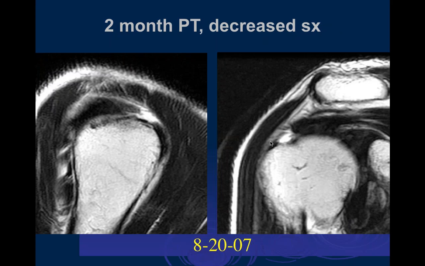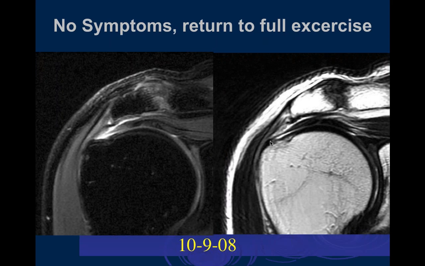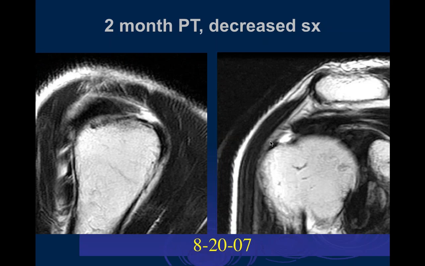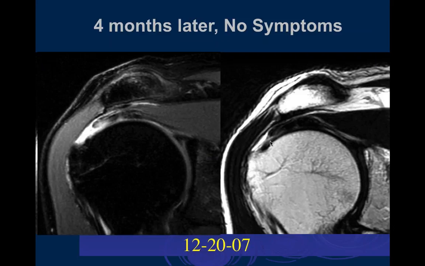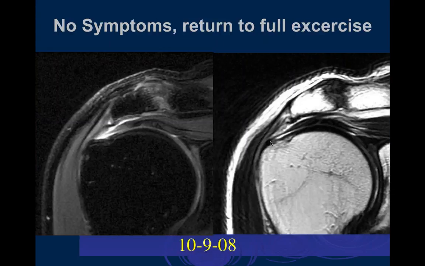So this is 10/9/2008. Wait a second, let me go back here. 12/20/2007, improved symptoms. Now if we go further, this is 10/9/2008, so we're about 8 months later. What do you think at this point? I think on the coronal T2 image, it looks like there's even more scarring forming there. It's progressing even further.